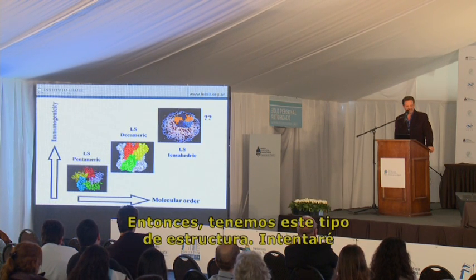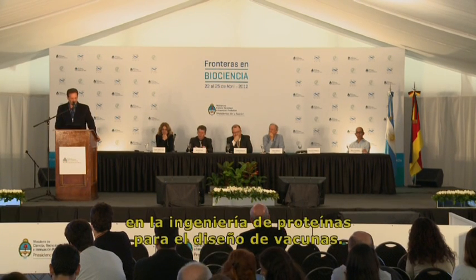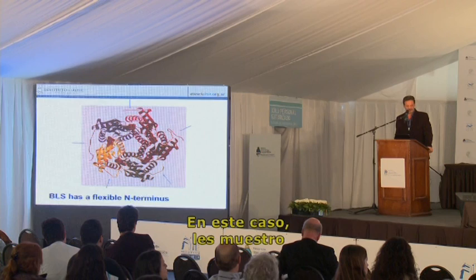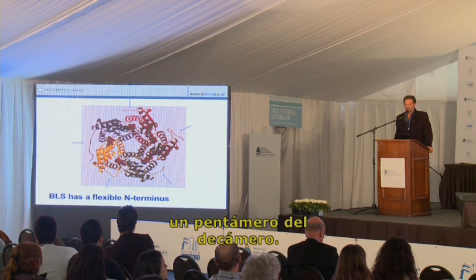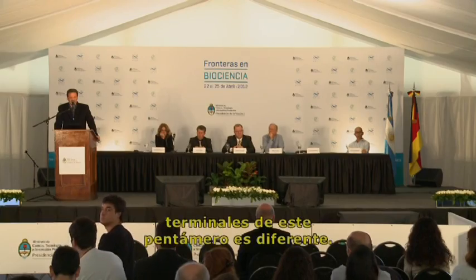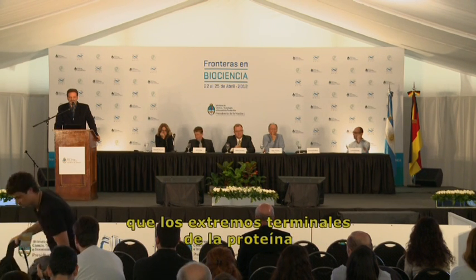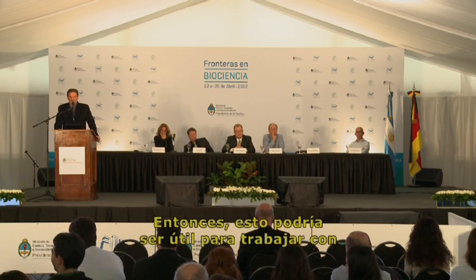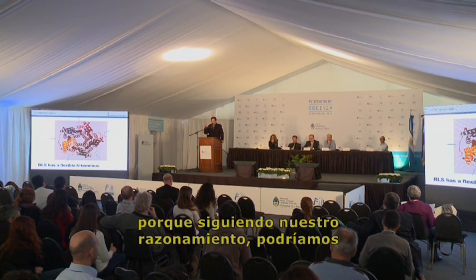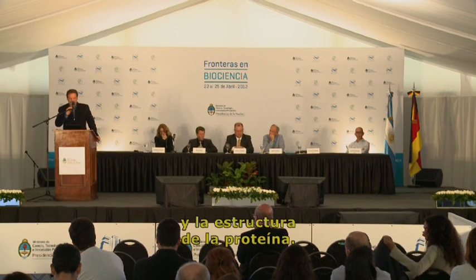So we have this type of structure that we think, and I will try to convince you in the next slide, is an interesting scaffold for protein engineering for vaccine design. One of the main reasons is that here I am showing you a pentamer of the decamer. If you look at the N-terminus, you see the arrows: the N-termini of this pentamer have a different conformation in different monomers, clearly showing us that the N-terminus of the protein has a large conformational freedom. So this will be a very good acceptor site for antigens, especially protein antigens, because we reasoned that we can put the antigens there without compromising the stability and the structure, especially the quaternary structure, of the protein.